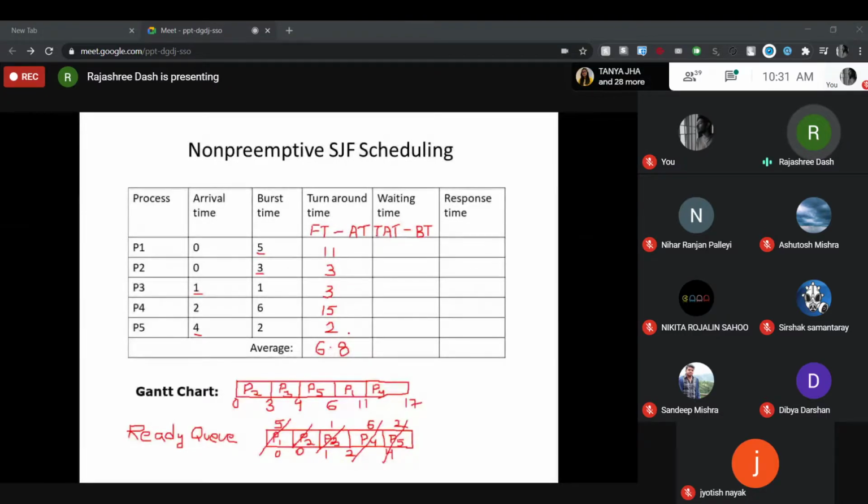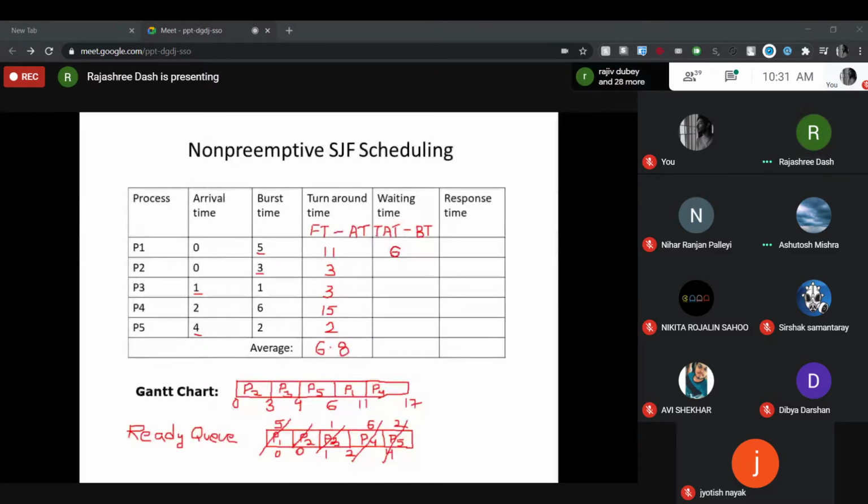So now let's find out the waiting time. Corresponding to process P1, what will be the waiting time? I have just written the formula. Already you have calculated the turnaround time, so waiting time is turnaround time minus the burst time. 11 minus 5, that is 6.